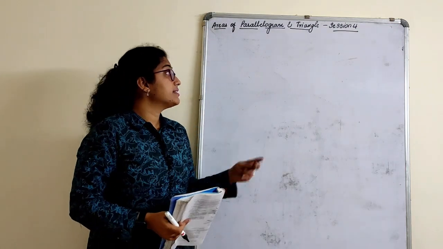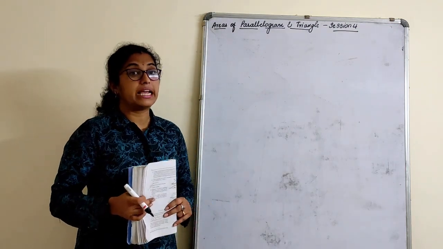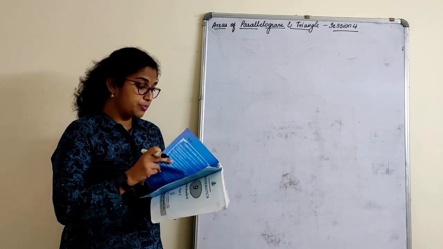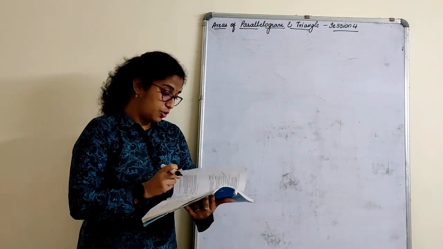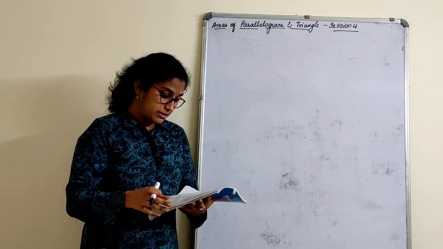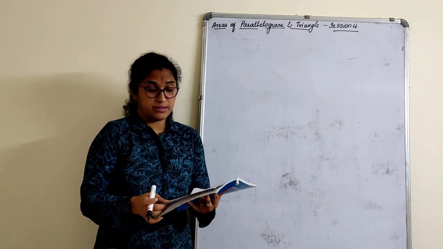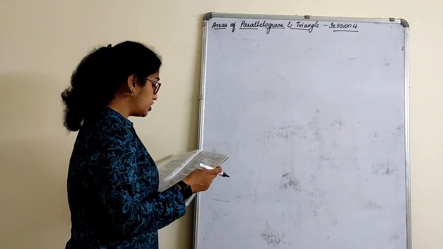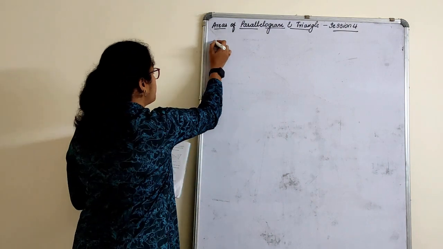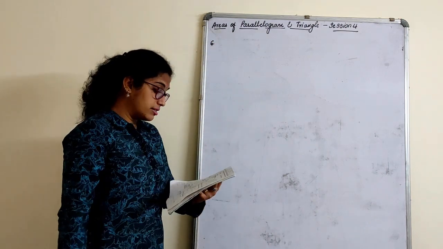Good morning. We will start session 4 on the chapter Areas of Parallelogram and Triangle. So we'll resume with the exercise we started yesterday, and there are quite a number of sums in this exercise. We completed till the 5th one. We will start from the 6th one today.